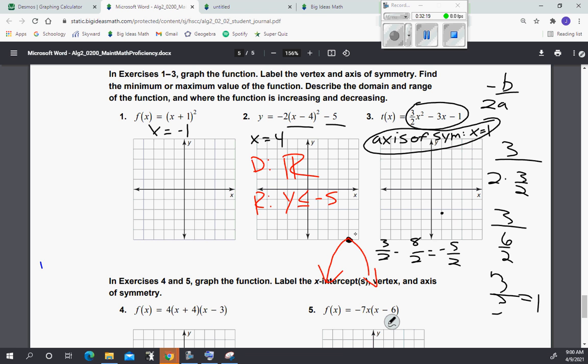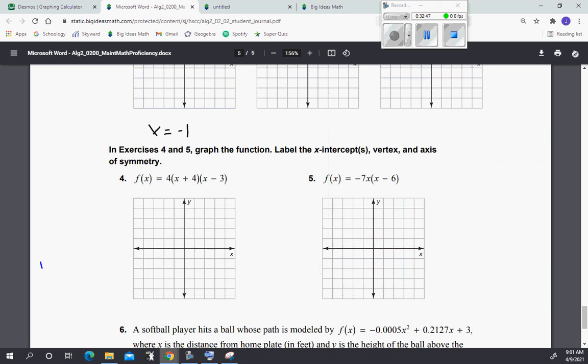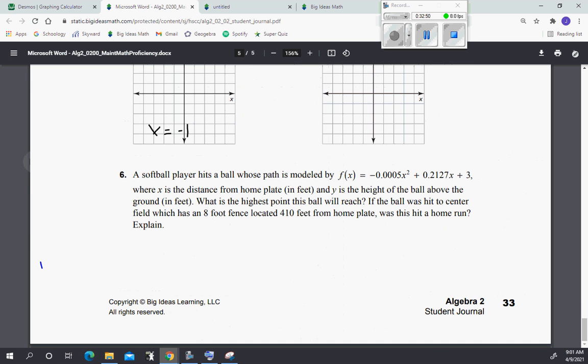Okay, and this graph is positive. So it's going to be going up. My domain, all real numbers. My range is f of x, which is greater than or equal to -5/2. Okay. These last couple are on you.